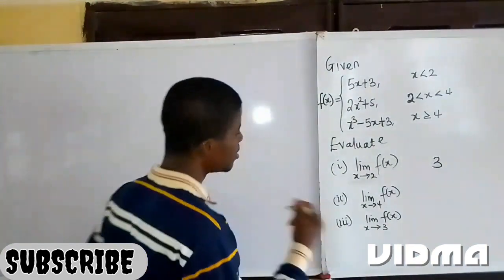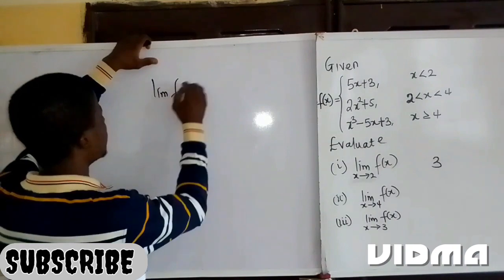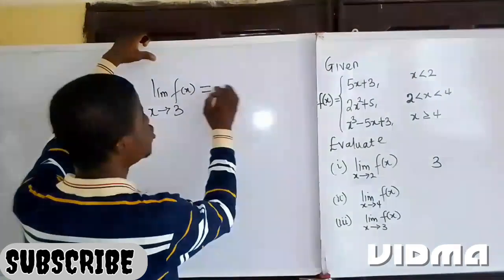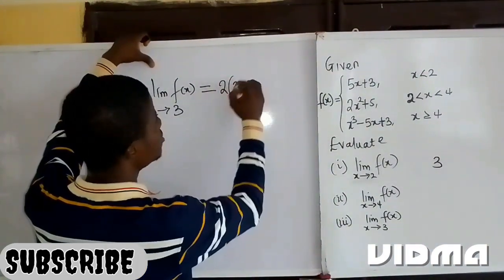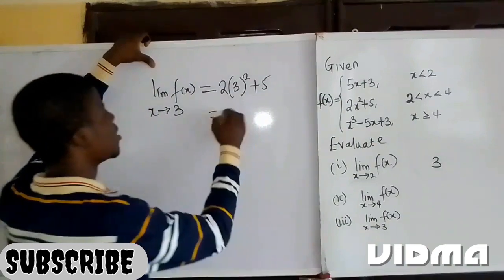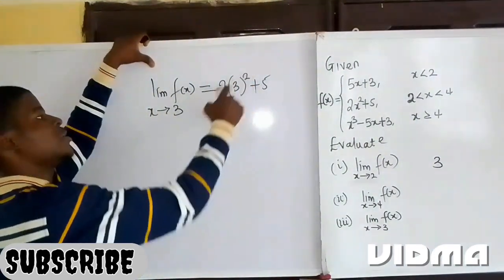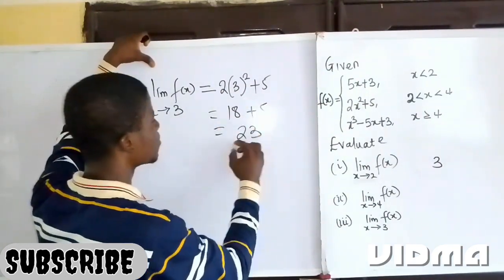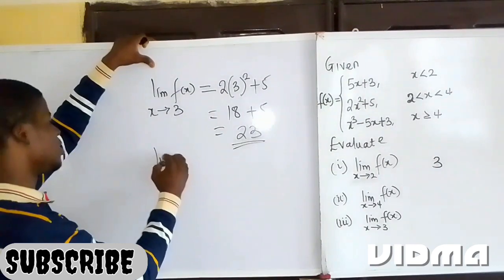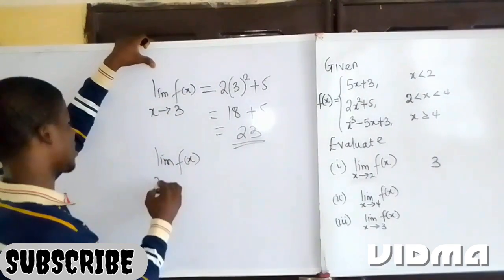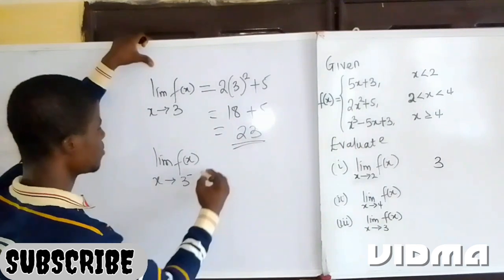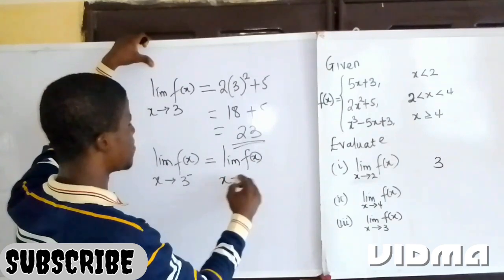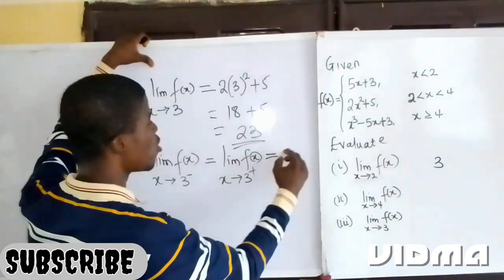So in this case, the limit of f of x as x approaches 3 exists, and it is equal to 2 times 3 to the power of 2 plus 5. 3 raised to the power 2 is 9. 2 times 9 is 18, plus 5, and this will give me 23. In this case, the limit of f of x as x approaches 3 from the left is equal to the limit of the function as x approaches 3 from the right, and it is equal to 23.